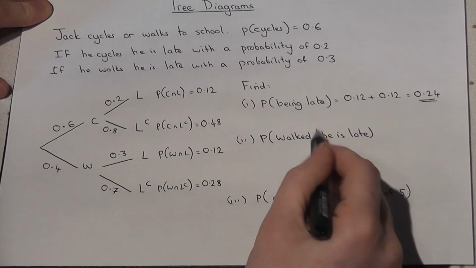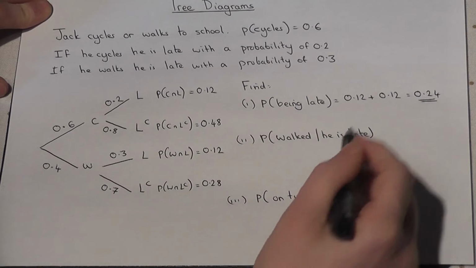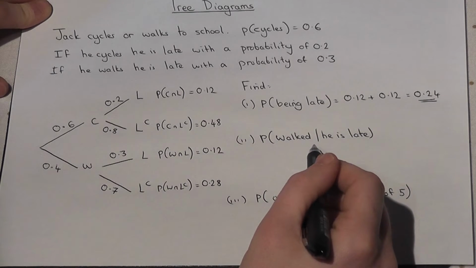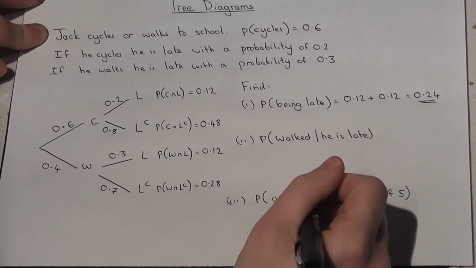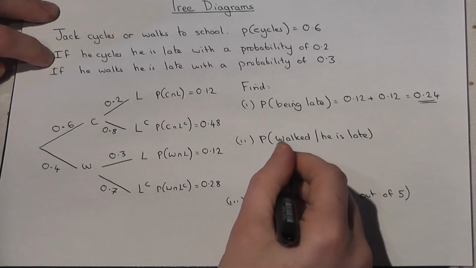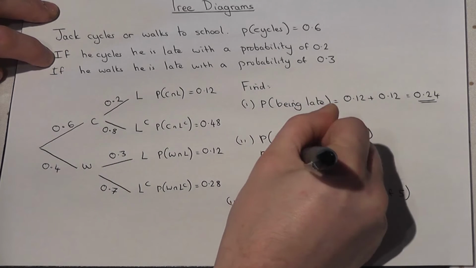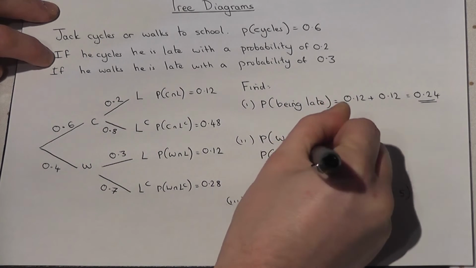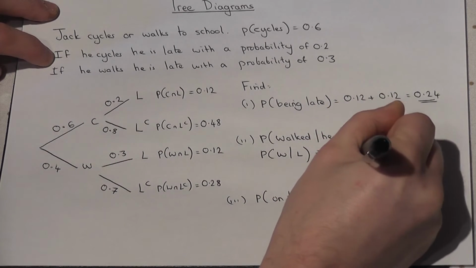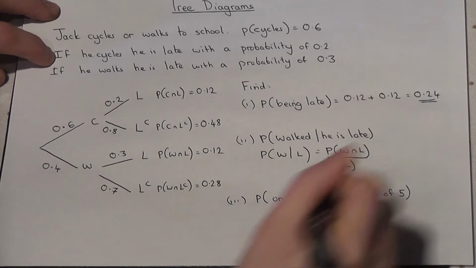It's a conditional question. He walked given that he is late. So we know he is late. What's the chance that he walked to school? Now then, there's a formula for this, as follows. If I denote this by W and this by L, the chance walked given that he is late is walked and late over late.